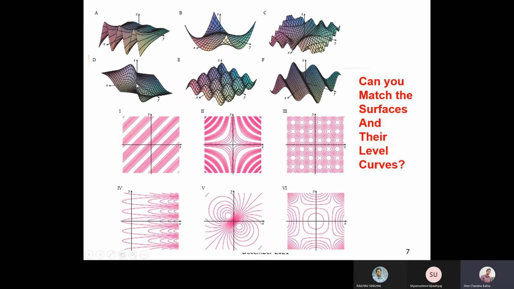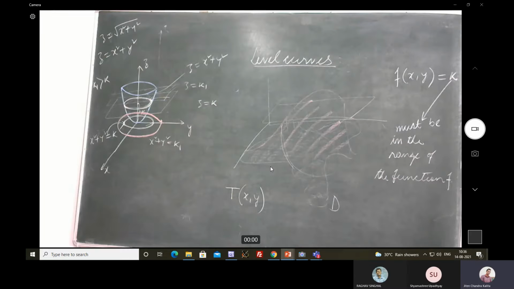For me, it should be 5. And B should correspond to 6. You take it home. Okay. Can you match these surfaces and then level curves? You try it at home. Okay. And in Stewart's book, there are other examples as well. Okay, fine. So now I'll come to another interesting scenario here.